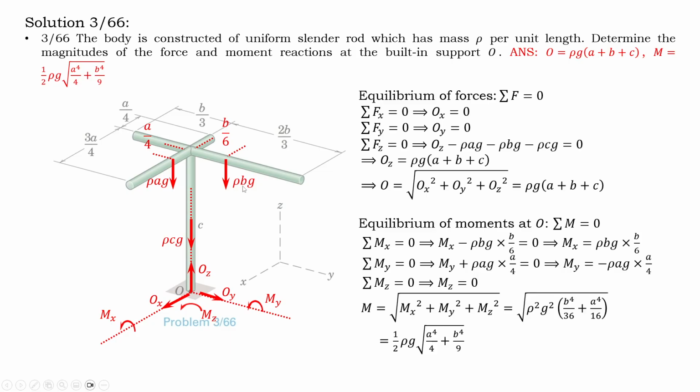Why do we say rho bg? B is the length because rho is the mass density per length, or kg per meter. So we need to find the moment of these 3 vectors about point O. But at point O, we have a welding point. It means that we have OZ, OY, and OX, and MX, MY, and MZ.